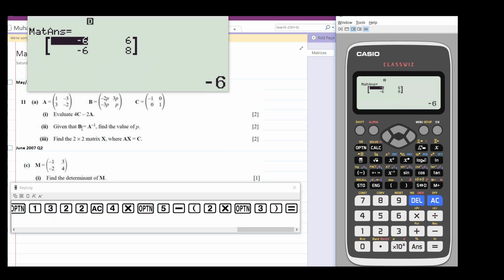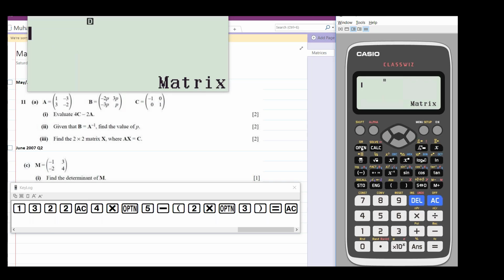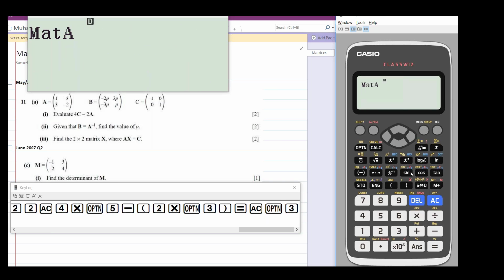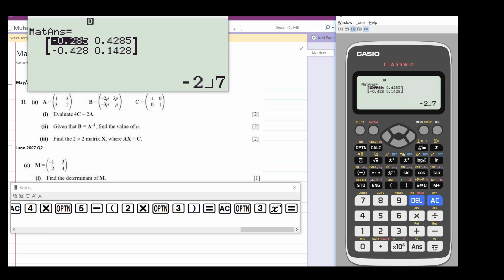Now here, given that B equals A inverse, find the value of B. This means this matrix is basically the inverse of matrix A. So we can find A inverse easily. What we need to do is press option, matrix A, which is 3, and inverse. For inverse we have to press this button, equal. So we got the inverse of this matrix.